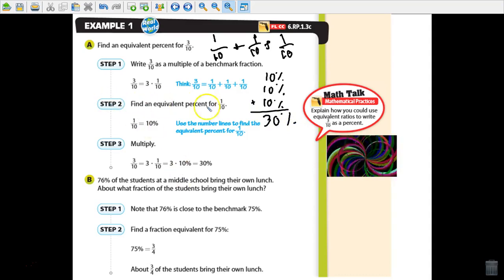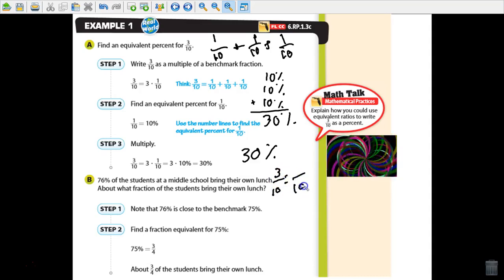3/10, everybody should know. How do I get 10 to 100? Multiply by 10, I multiply 3 by 10. I get 30%. So 3 over 10, I want to get the 10 to 100, I multiply by 10, multiply by 10, and I get 30. 30 to 100 is 30%. Okay?